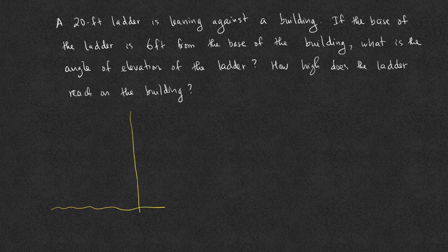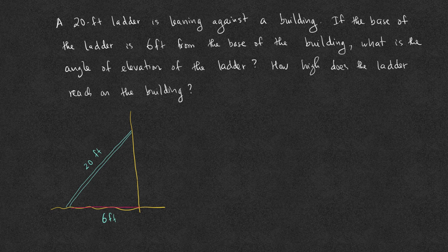We have a vertical building, assume, not a leaning building, and the ladder is leaning against the building. This is the ladder, and this ladder is 20 feet long, so this distance is fixed. The base of the ladder, the bottom of the ladder, is 6 feet from the building, and so this distance is 6.